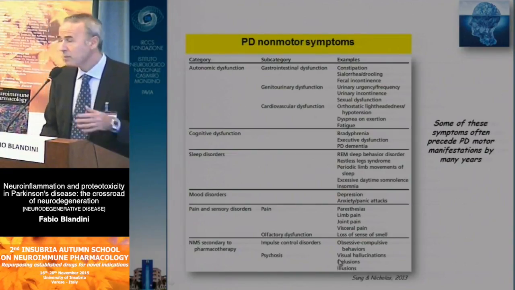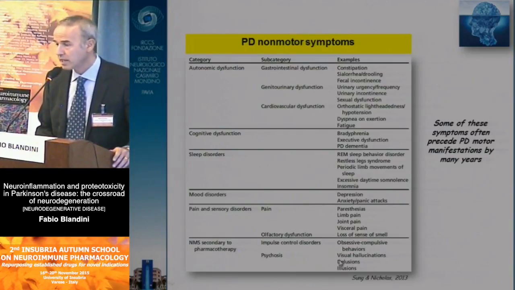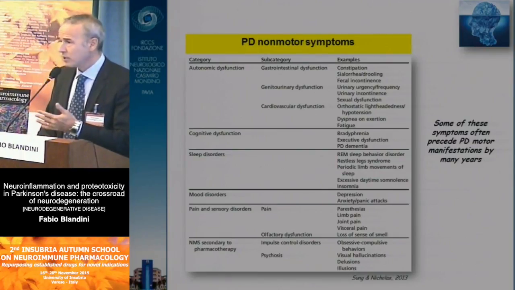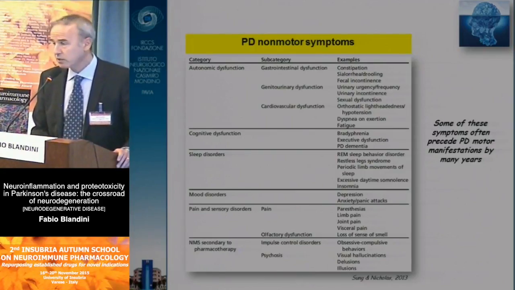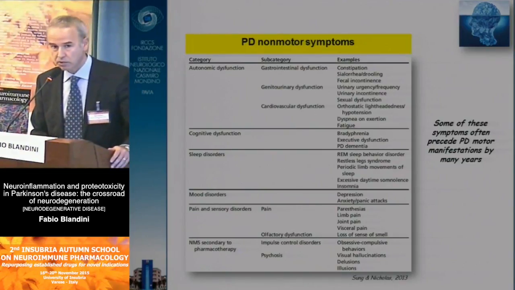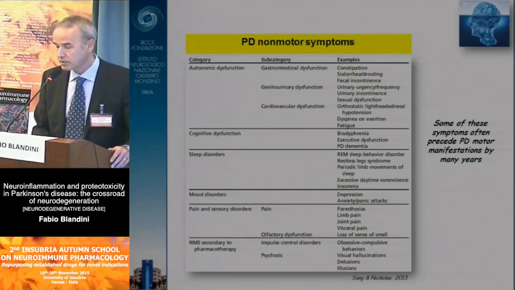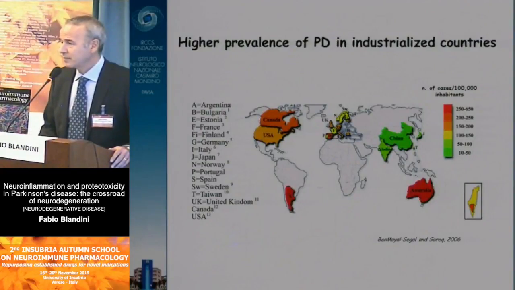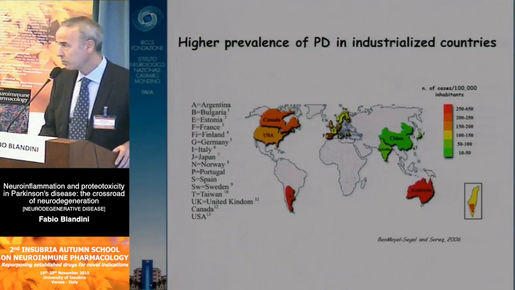Some of these symptoms may precede the onset of motor manifestations even by many years, which is why some of these symptoms are currently under investigation as potential pre-symptomatic markers of the disease. Constipation, for example, the RBD, so the REM behavior disorders, even the olfactory dysfunctions. And this is the schematic representation of the geographical distribution of Parkinson's disease.